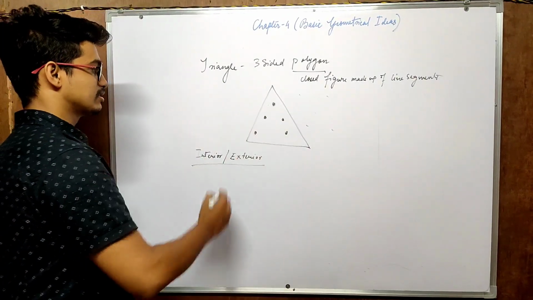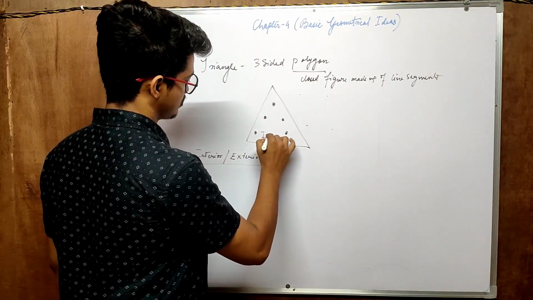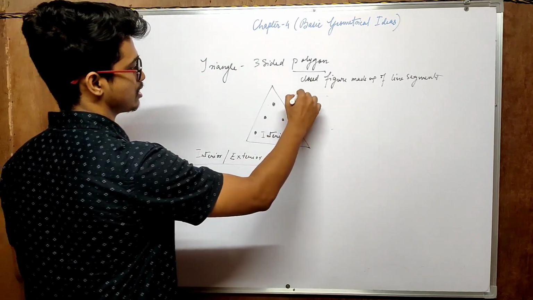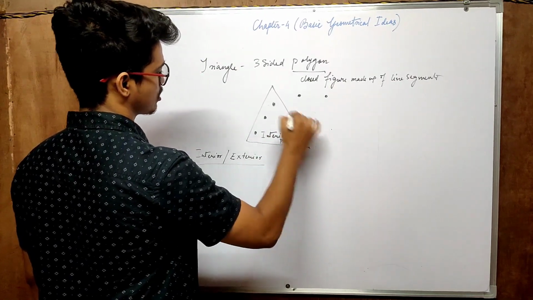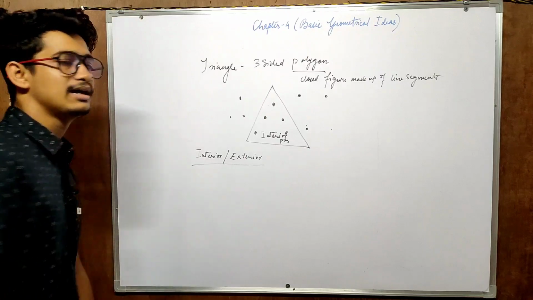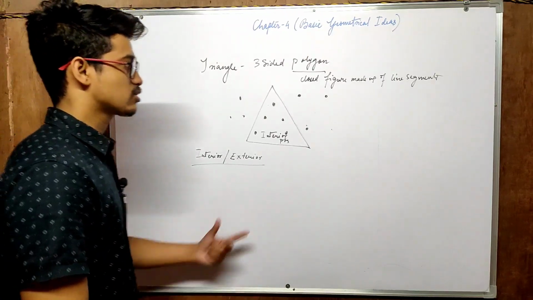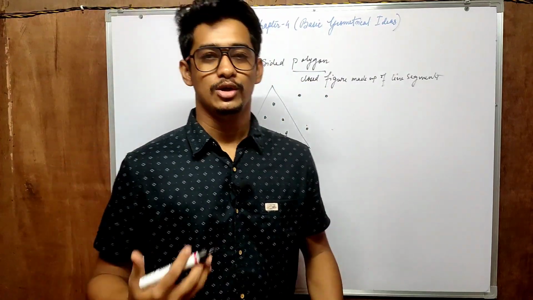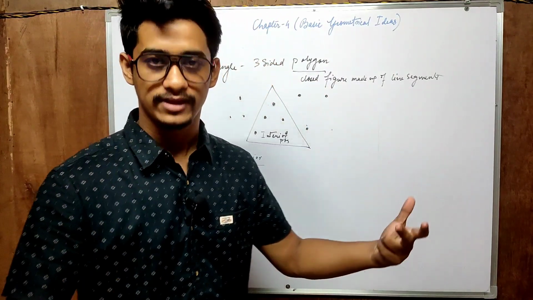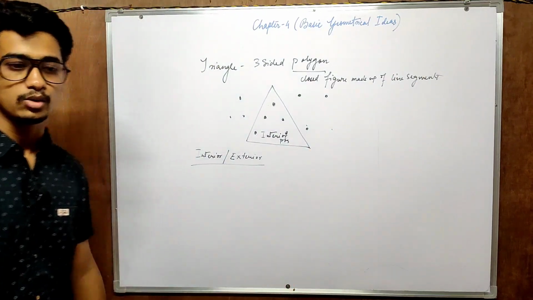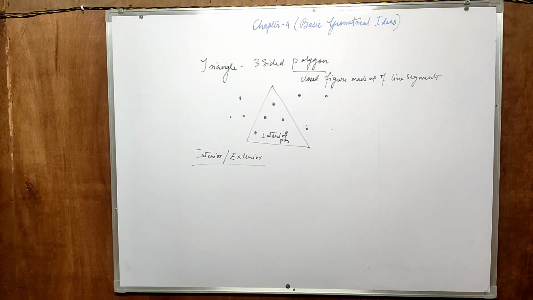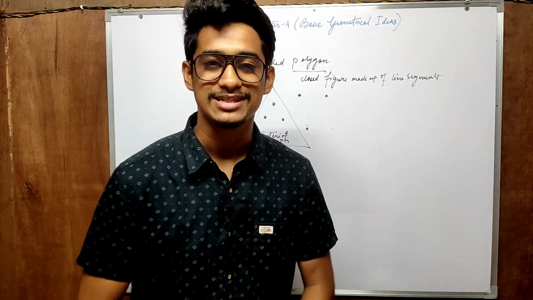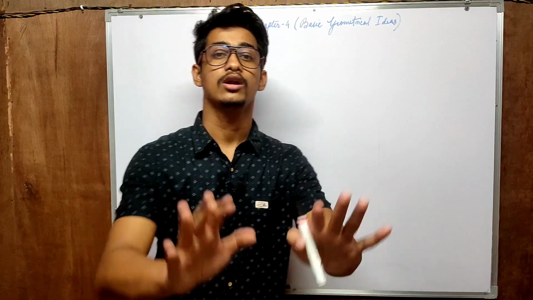So these points are called interior points. And those points which are outside, for example this one, are called the exterior points, and that's about it. We don't need to find out something more difficult. That is the concept required to solve this exercise, and now let's move on to our exercise part, exercise 4D.